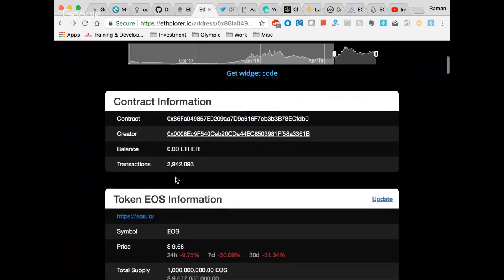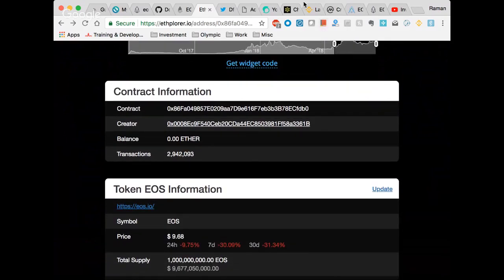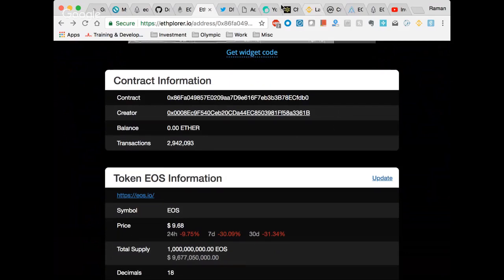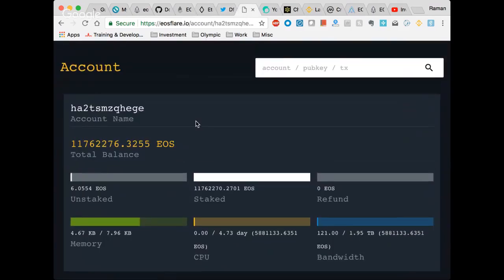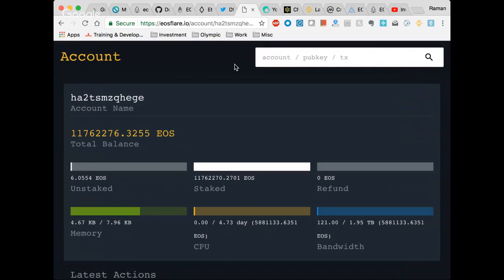So the next question which everybody's asking is when my tokens are going to be available. What you mean by available is when the tokens will be unlocked or unstaked. So let us go back and look at the EOS Flare account, and what I have been showing everybody. This is why I opened up this account. I will talk about it later, but this is just an example. It's a pretty huge wallet.